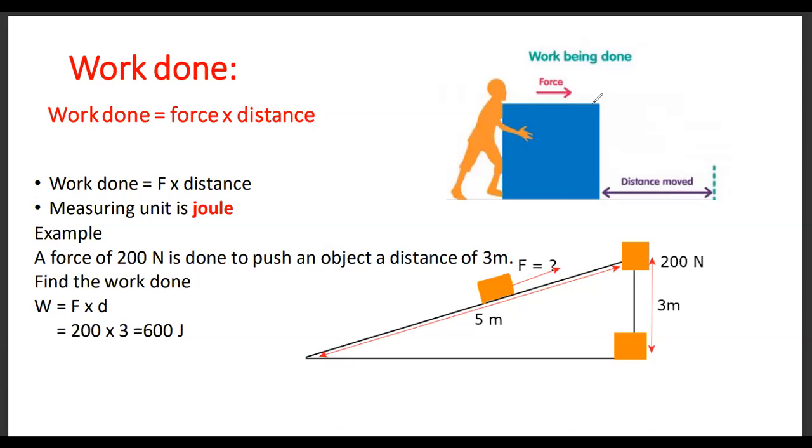If we have a person pushing the box to the right, he applies a force F to the right, and the box moves in the same direction, a distance D. So the work done equals the applied force multiplied by the distance moved. And here there is a condition: the distance and the force must both be in the same direction. So we can say that work done equals force times distance in the same direction of force.